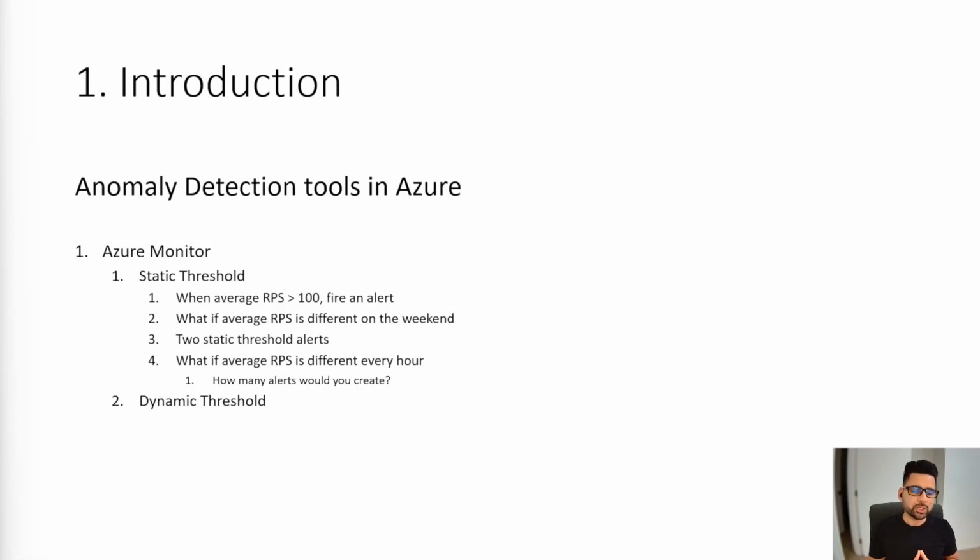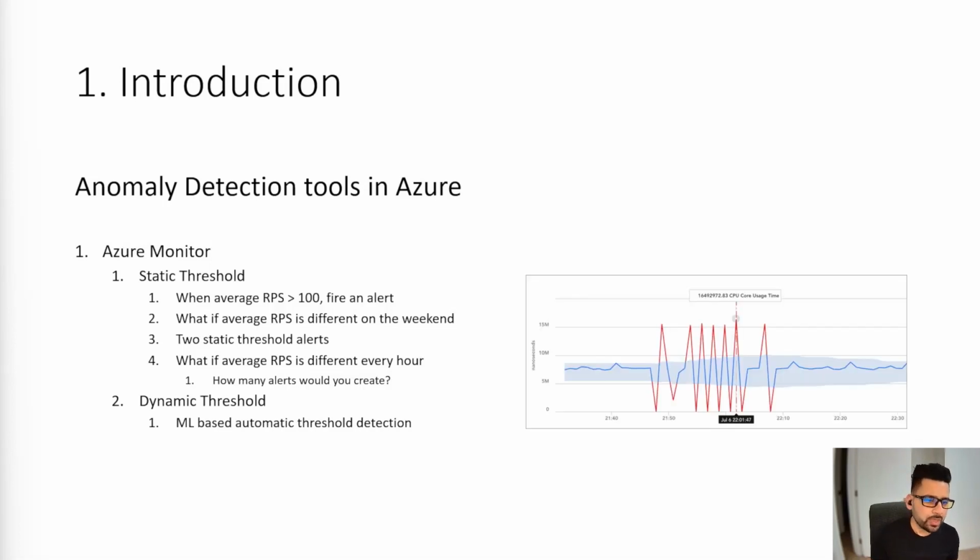Dynamic threshold alerts automatically detect this threshold by applying machine learning techniques on the historical values of the metric. To help illustrate this better, let's take our attention to the chart on the screen. The blue highlighted area or band that you see represents the range of expected values for the metric at a given point in time.